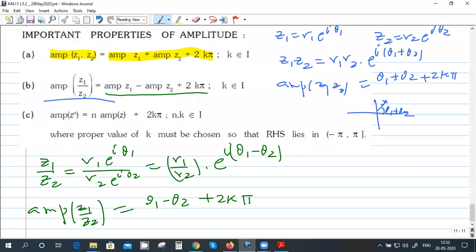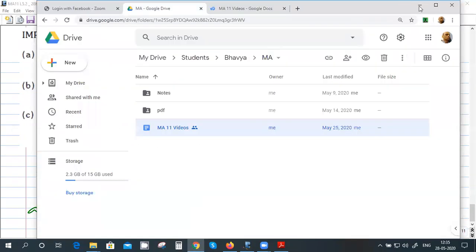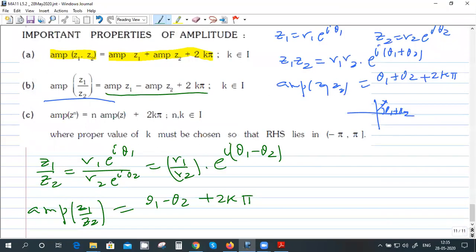Okay, you have to do the third part. Just do the third part. You have to take z as r into e raised to the power i theta. Yeah, whenever you're multiplying, you have to take this exponential form. Okay, so then it's done, I guess. It's trivial, no?